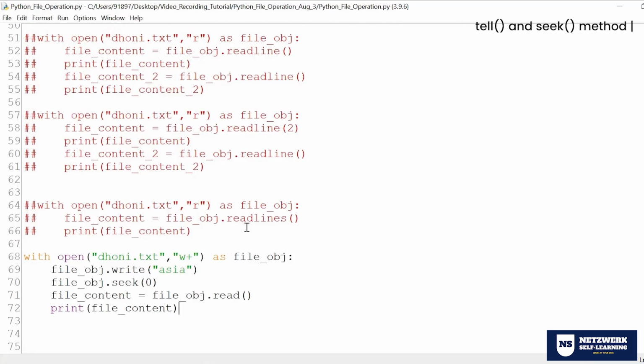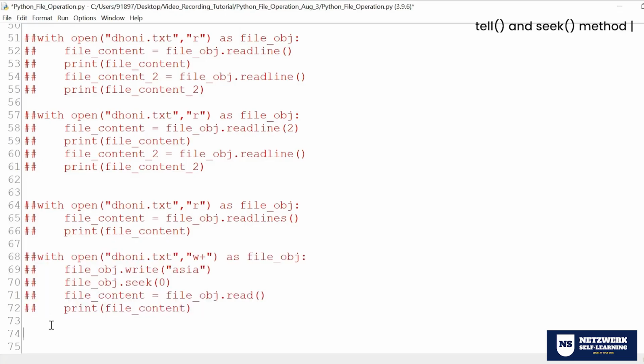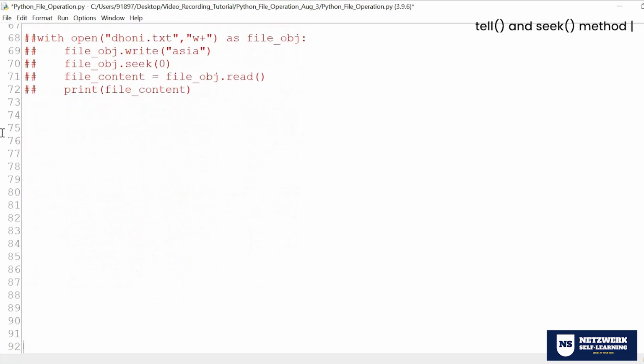So it's up to you, but basically seek of 0 is what's mandatory. That means you're making the cursor go back to the 0th position. If there is a need where you want to keep the cursor at a specific position like 5th or 10th, you are free to add that. Now what about write plus? As usual, write always does the overwriting only. So don't do that.